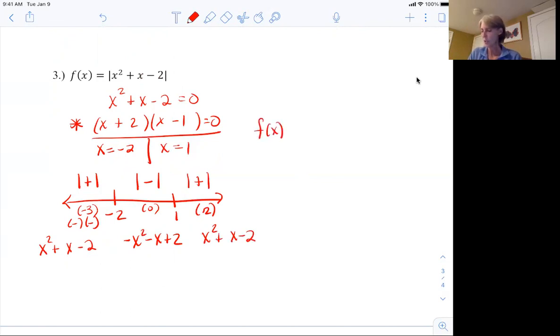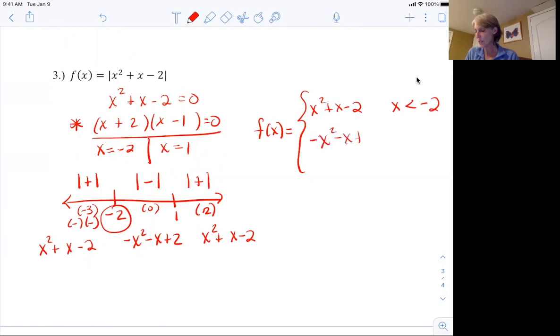And now we just write x squared plus x minus 2 when x is less than negative 2, negative x squared minus x plus 2. Now this is for the x values negative 2 less than x less than 1. Okay, that's this in between section here. And then we plug into x squared plus x minus 2 for all x values greater than 1.